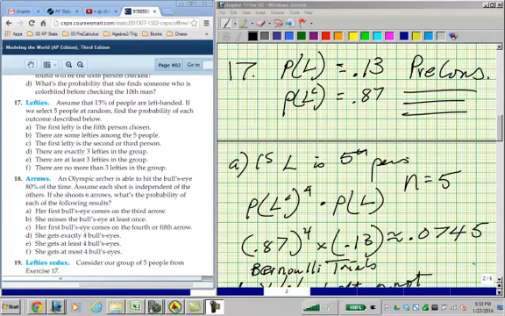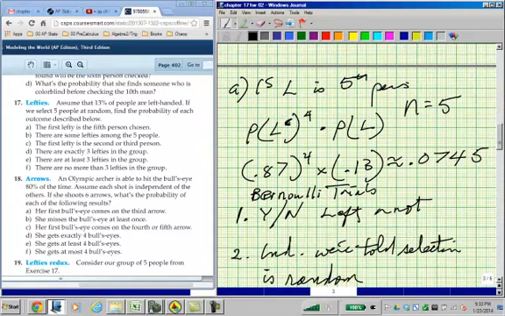So A, the first lefty is the 5th person chosen. So that means you're going to pick 4 people who aren't lefties. So that's the probability of lefty complement to the 4th times probability of lefty, or 0.87 to the 4th times 0.13, which is about 0.0745.